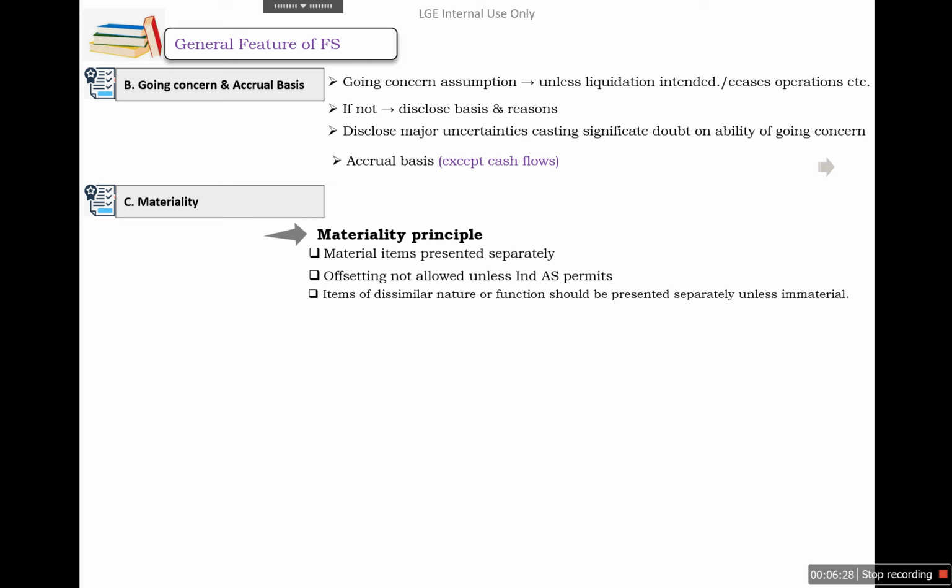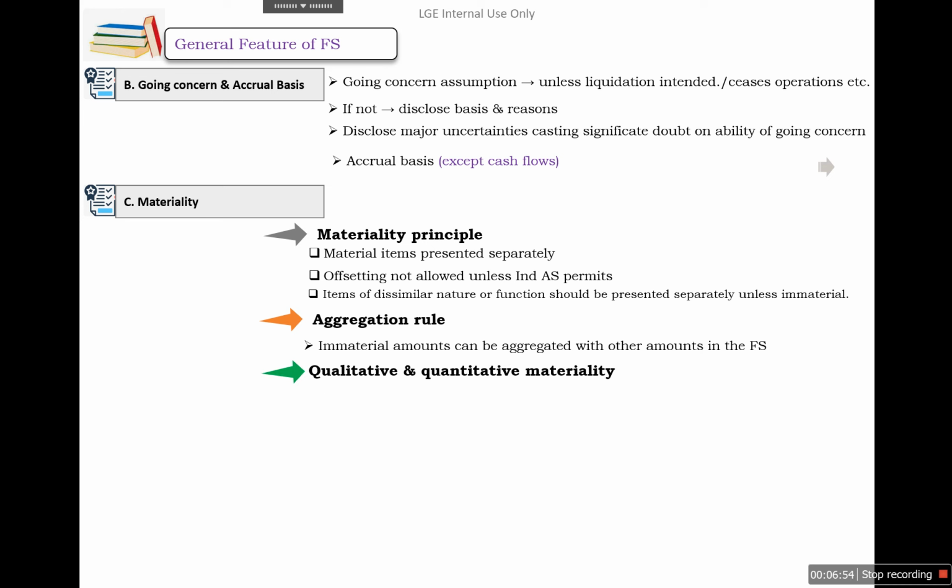And items of dissimilar nature or function should be presented separately unless they are immaterial. So it means that items of immaterial nature can be aggregated. So there is an aggregation rule also that immaterial amounts can be aggregated with other amounts in the financial statement, and financial statements should consider qualitative and quantitative materiality. Even material items should not be aggregated if it obscures useful information.